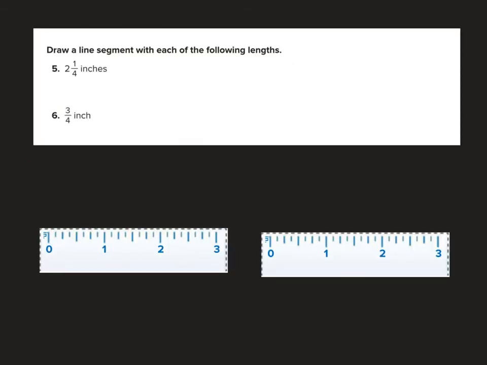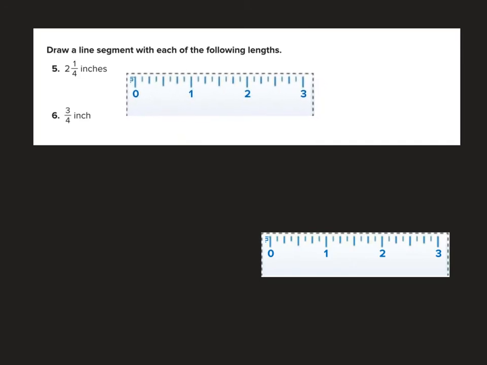Draw a line segment with each of the following lengths, 2 and 1/4 inches. Okay, get my ruler out. I'm going to start at 0 here as best I can. All right, here's 1 inch, 1.5, 2 inches. Now, here's 2.5. Oh, come on. Why aren't you working? Oops, I must have slipped my pen off. There we go. So this is 2.5. So this would be 2 and 1/4, 2 and 3/4. So I need to go to this mark right here.